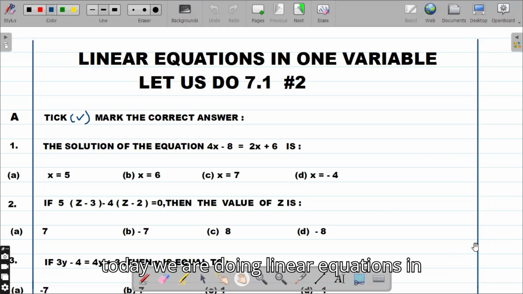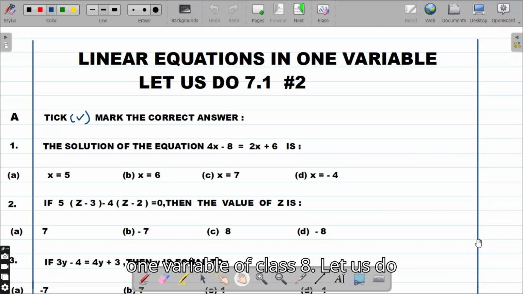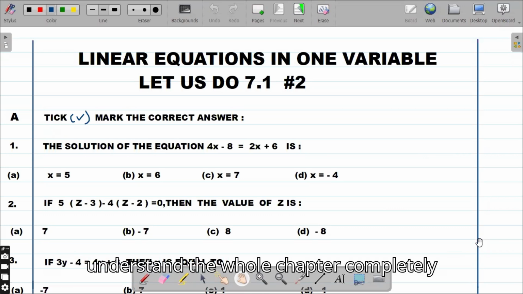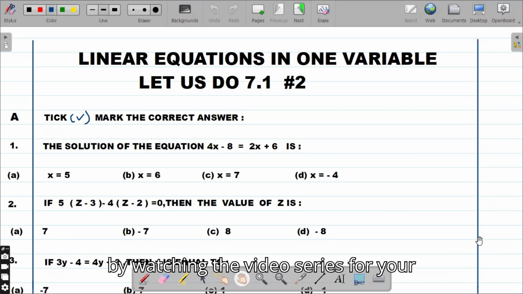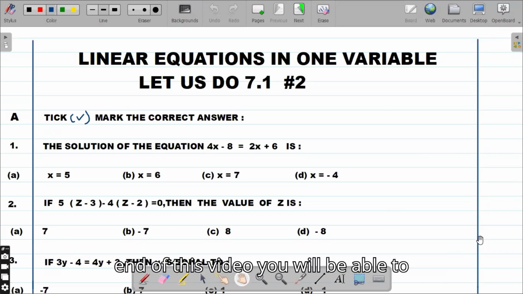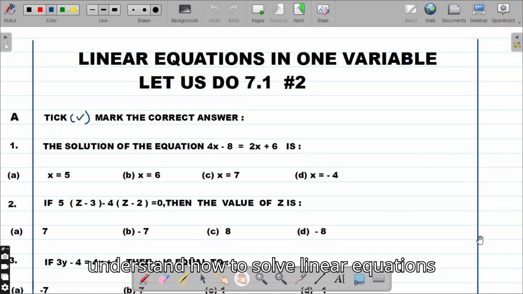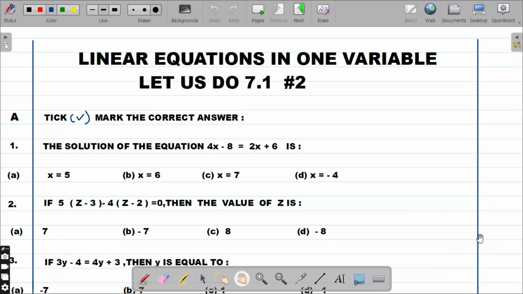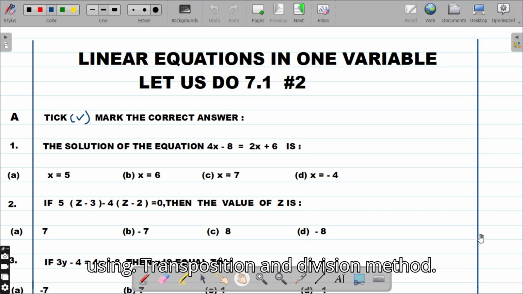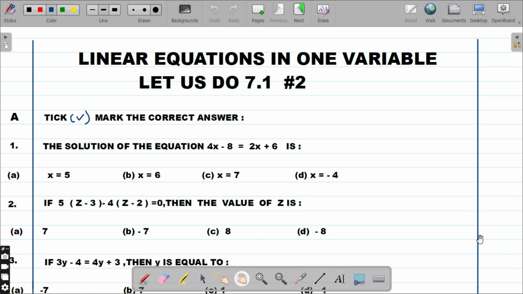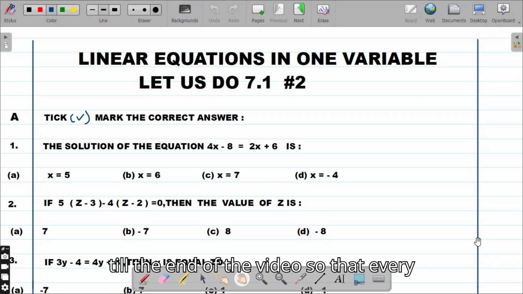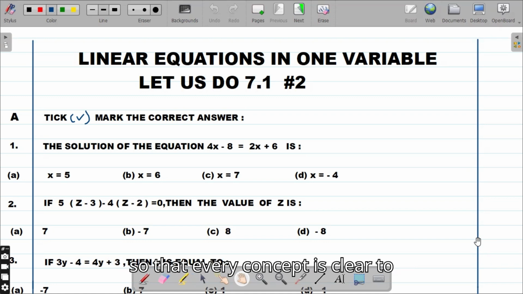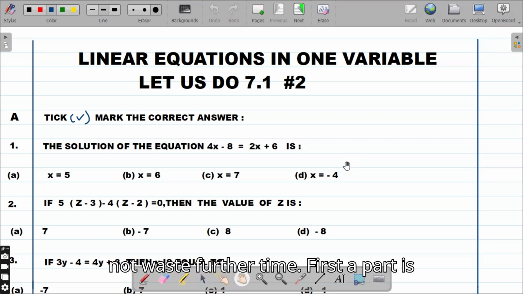So today we are doing linear equations in one variable of class 8. Let us do 7.1. So understand the whole chapter completely by watching the video series for your second term. By the end of this video, you will be able to understand how to solve linear equations using transposition and division method. So remain till the end of the video so that every concept is clear to you, solving each step of the equation so that no confusion is left for you. So let's not waste further time.